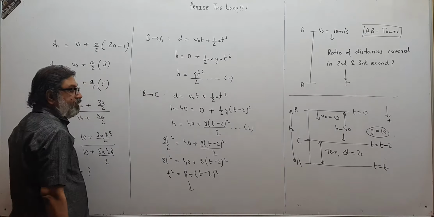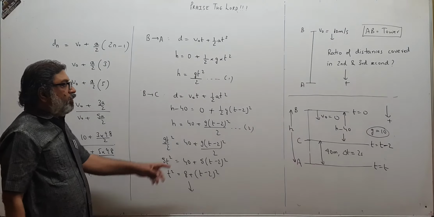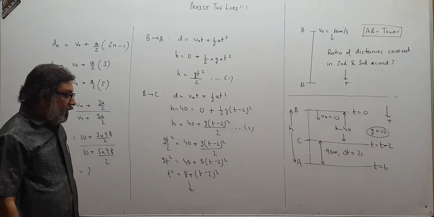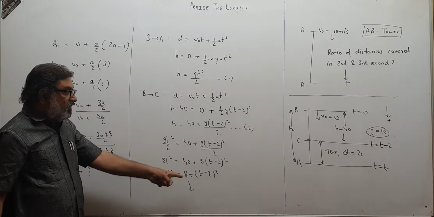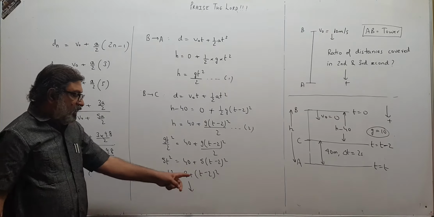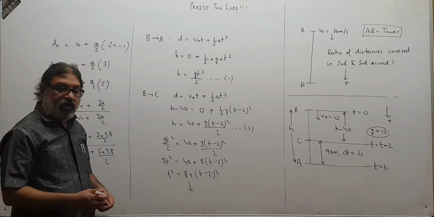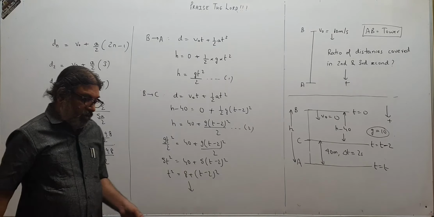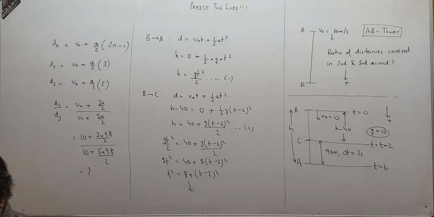Solve this for quadratic, you will get T from here. You put T over here, you will get H. So this way you have to do the sums. This I think you can do, quadratic. T squared minus 4T plus 4 and all that, then you do it. Please pause and copy, children.